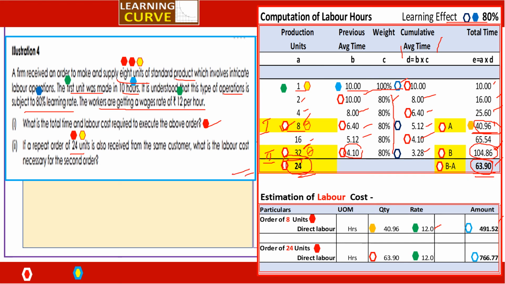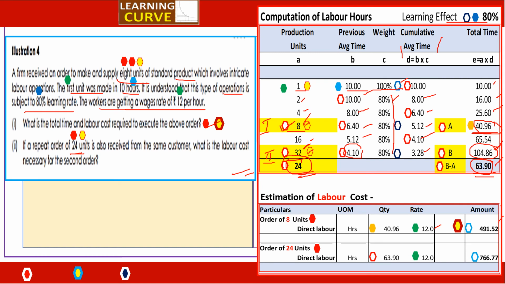This is a question of cumulative orders which are coming together, and we need to find out how much labor we are spending. And since the quantity has to double from one to the other, we have to make note of this and find out how do I get 24? 24 is 32 minus 8. That way, we are answering the question.